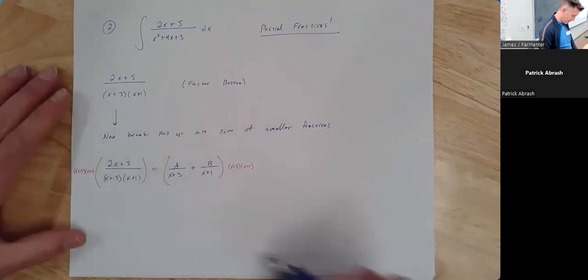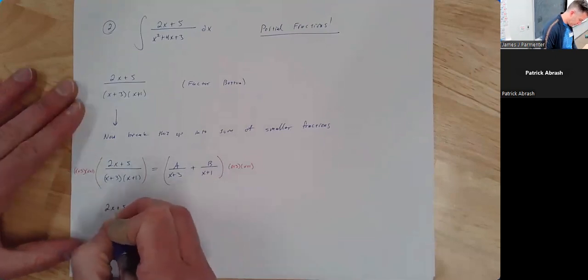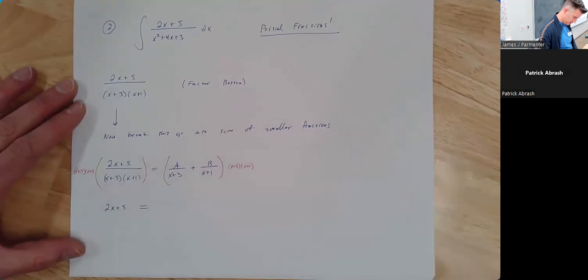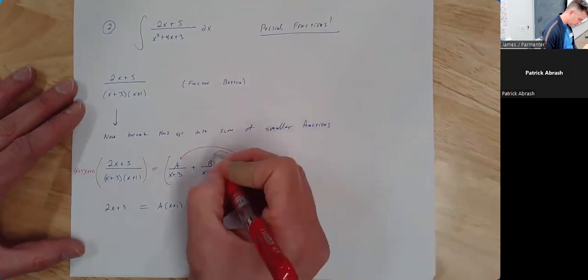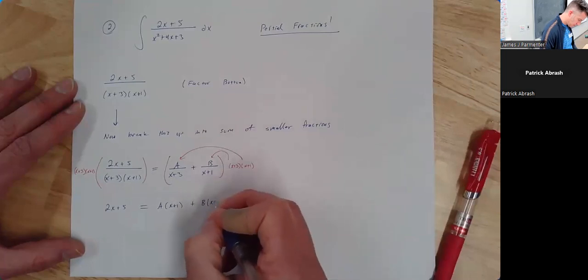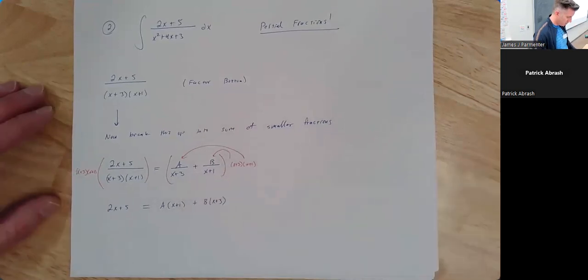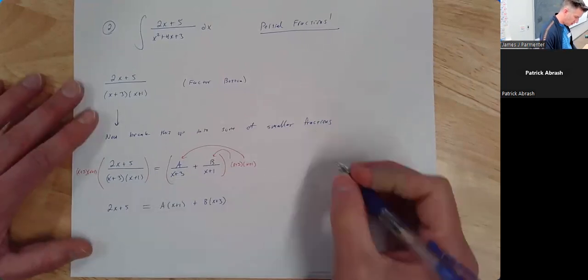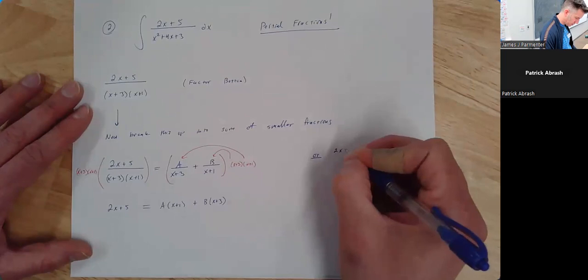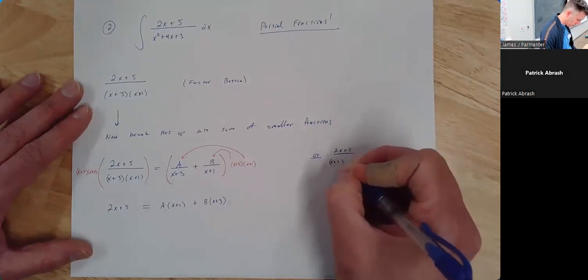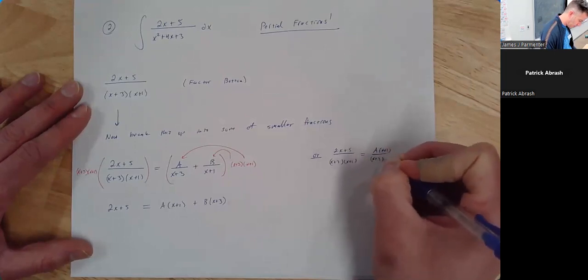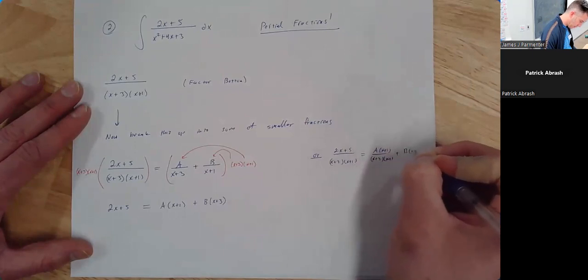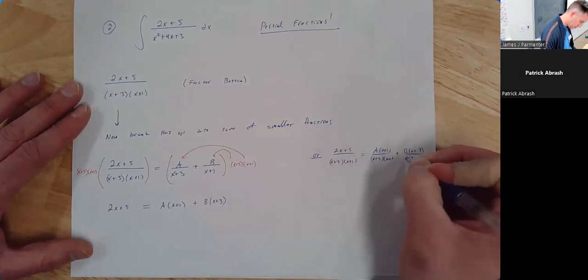So we're going to write on the left-hand side 2x plus 5. On the right-hand side, if we distribute this, we're going to get a times x plus 1 and b times x plus 3. But what I really do want to point out is that what we're really just doing is getting a common denominator on the right-hand side. You could think of this as we really have 2x plus 5 over x plus 3 times x plus 1 equal to a times x plus 1 over x plus 3 times x plus 1 plus b times x plus 3 over x plus 3 times x plus 1.